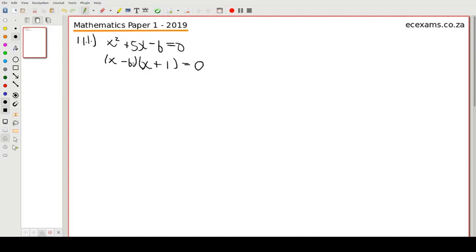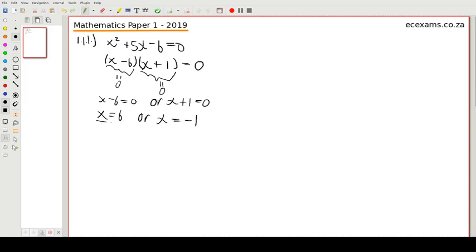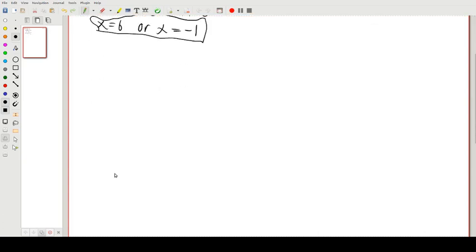Right, so now that we know something times something else equals 0, then we know either this thing equals 0 or that thing equals 0. So we have x minus 6 equals 0 or x plus 1 equals 0. This means that x equals 6 or x equals negative 1, and that is our answer. Nice start. Right, then we go to 1.1.2.